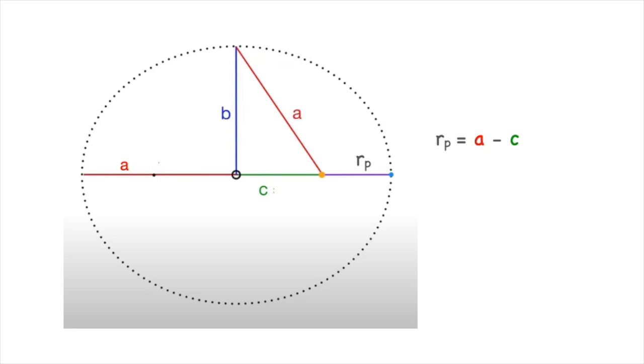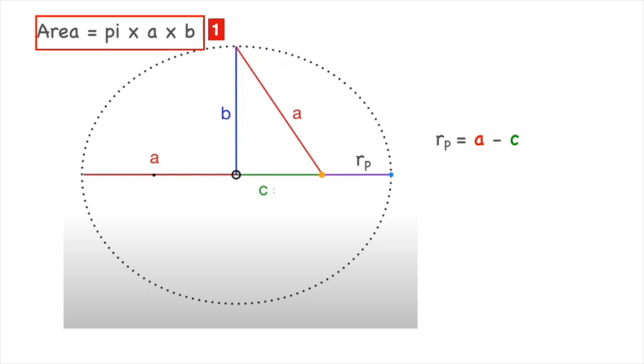With this review behind us, I want to point out three equations related to an ellipse. We will need these three equations to prove Kepler's third law. First, the area of an ellipse is pi times a times b. Now, the eccentricity of an ellipse is defined as c divided by a. So, c equals a times e.